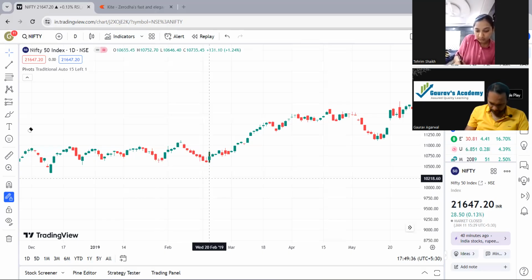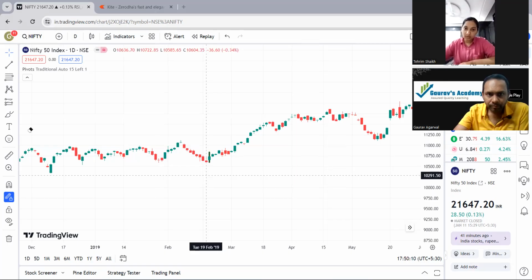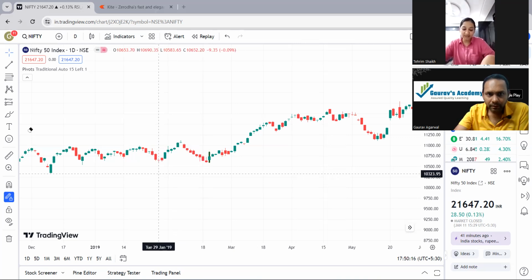Okay. Done. Now tell the stop loss and the entry price, and this will be a buy trade, right? Yes. Stop loss will be 10760, right? Because it is the highest.